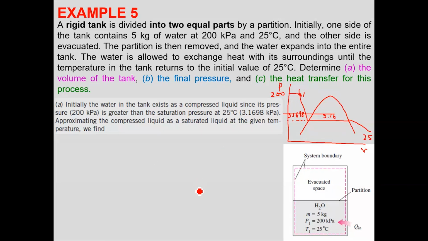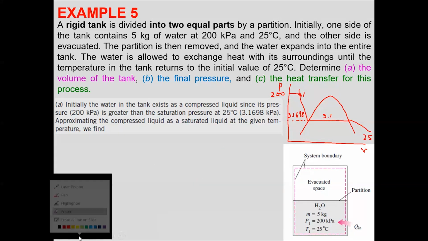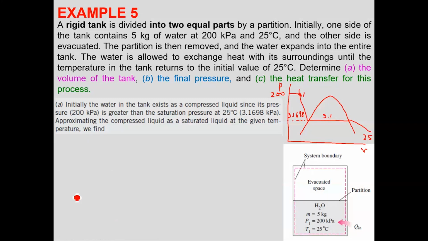Now, with this information, is your water at state 1 compressed liquid, saturated vapor, superheated vapor, or mixed region? For state 1, your pressure is 200 kilopascal, your temperature is 25 degrees centigrade. Your pressure is greater than the saturation pressure at 25 degrees centigrade. Are you in the superheated region, mixed region, or compressed liquid region for state 1? You are in the compressed liquid region because your pressure is greater than the saturation pressure.